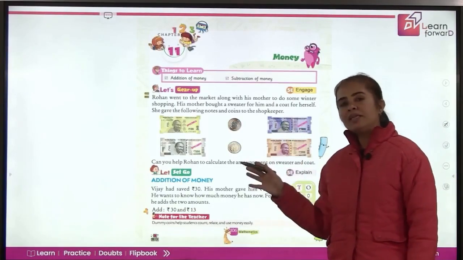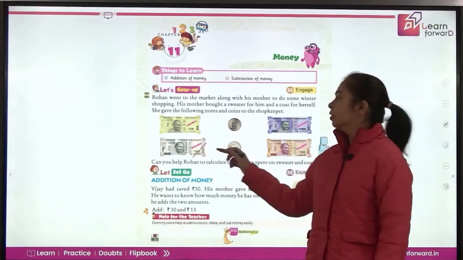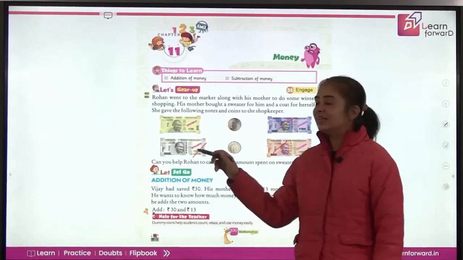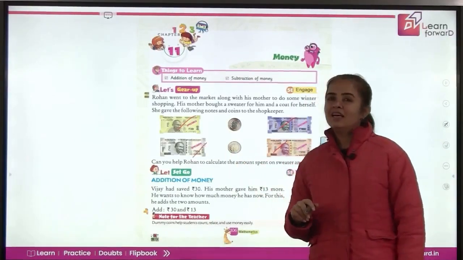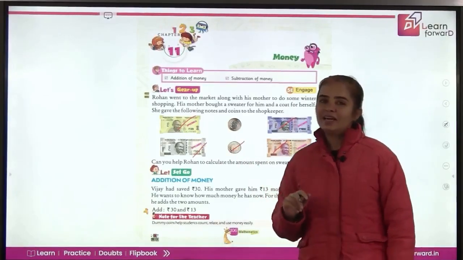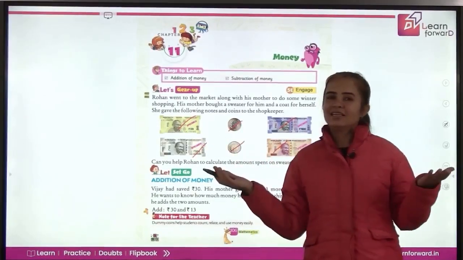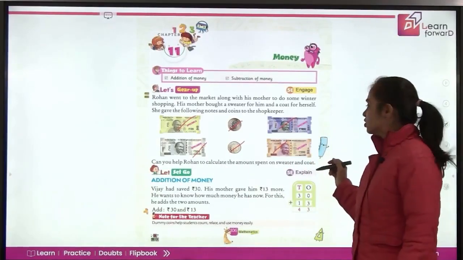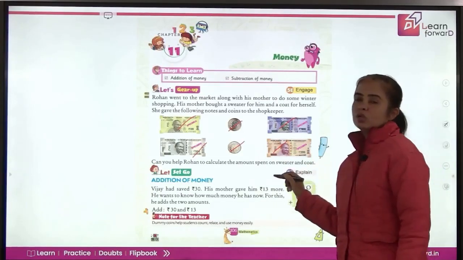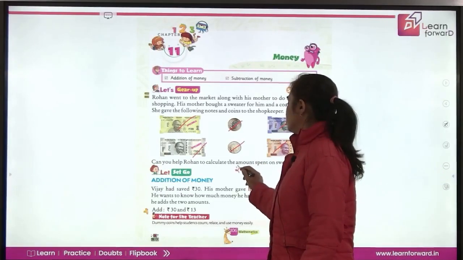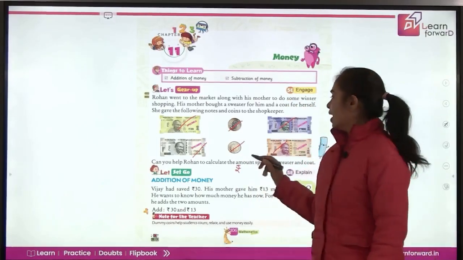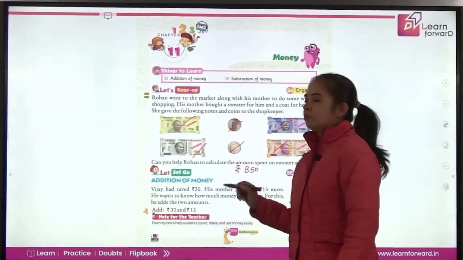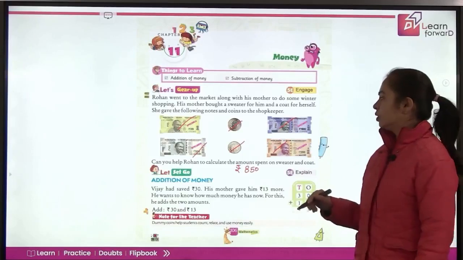So how much total money is it? Let's see. 500 plus 200 is 700 plus 100 is 800 plus 20 is 820, another 20, 840, another 10 is 850. That's a brilliant calculation from all of you following my instructions. So total money spent on sweater and coat is, this is the symbol for rupees. I hope you remember that. And this is 850 rupees, right? So this is the total amount they have spent.